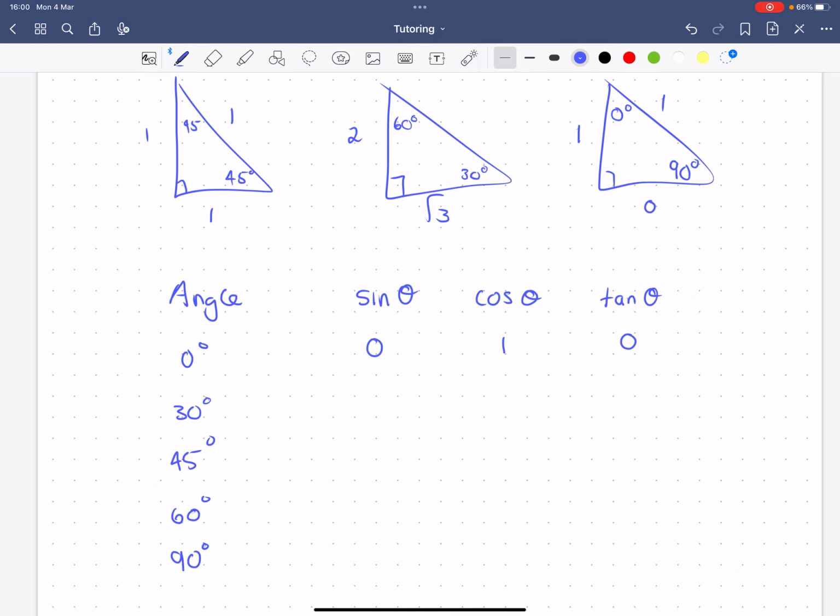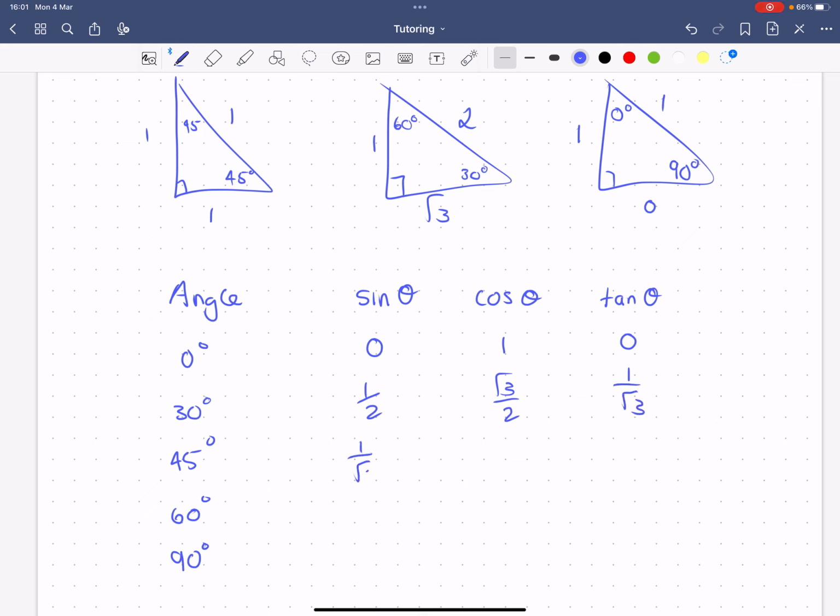If we try a 30-degree triangle, I've drawn that triangle wrong again. That's a 1 there and that's a 2 there. Sine of 30 degrees is going to be opposite over hypotenuse, 1 over 2. Cos of 30 is adjacent over hypotenuse, root 3 on 2. And tan of 30 degrees is opposite over adjacent.